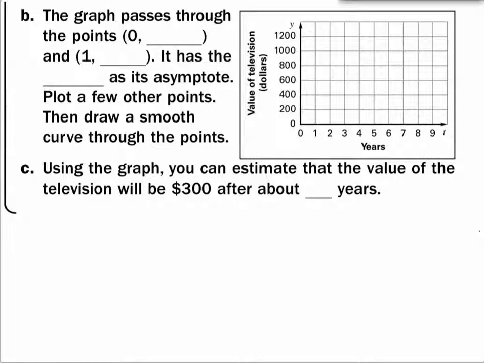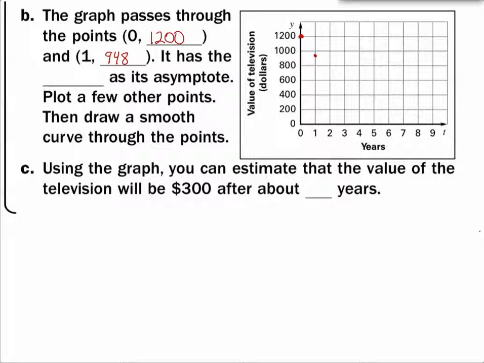Boom. The graph passes through the point (0, 1,200), if you put 0 into that equation we wrote. That's easy to spot on the graph. 0, 1,200. And 1, 948-ish. Ooh, I don't know. That might be 947.